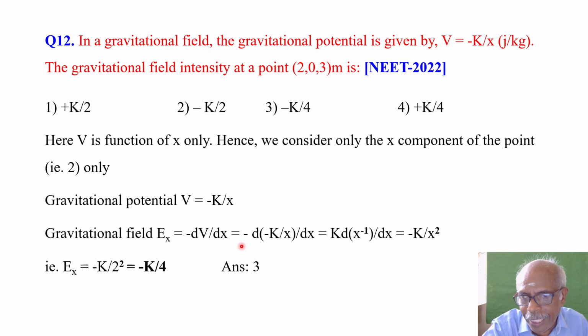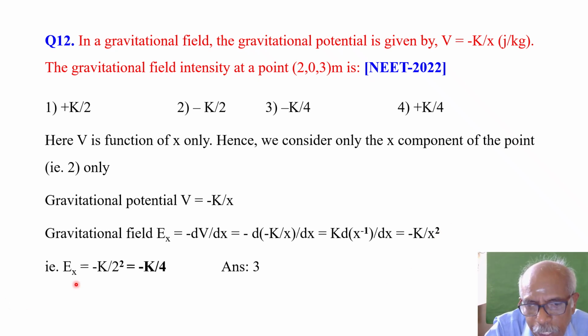So minus d by dx, substituting the value of V, minus K by x. Minus, minus gives plus. This K is a constant, you can take it outside. So K into d by dx of 1 by x, or you can write x power minus 1. What is the derivative of 1 by x? You know the differentiation formula: minus 1 into x power minus 2, which means minus 1 by x square.